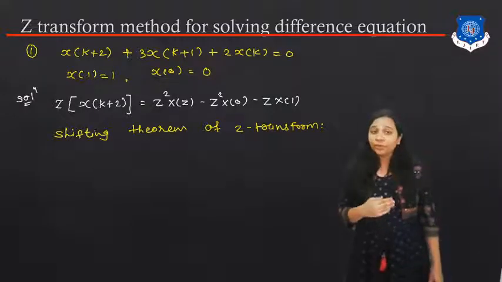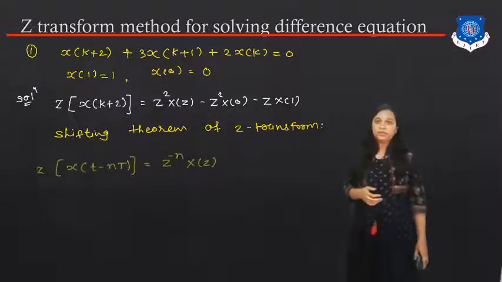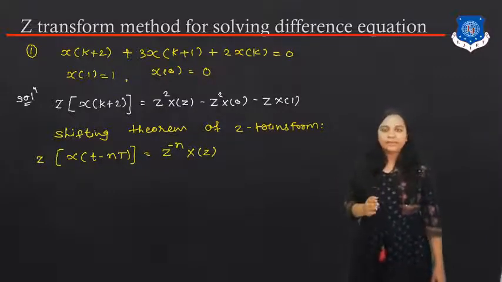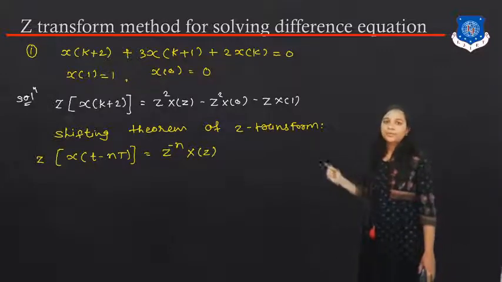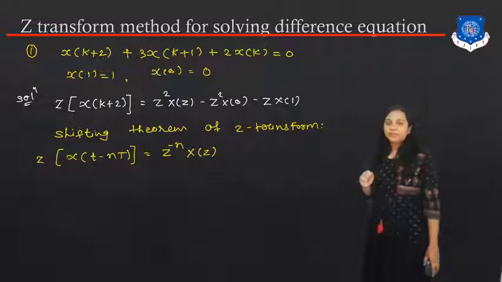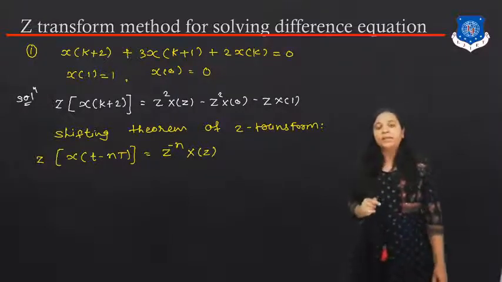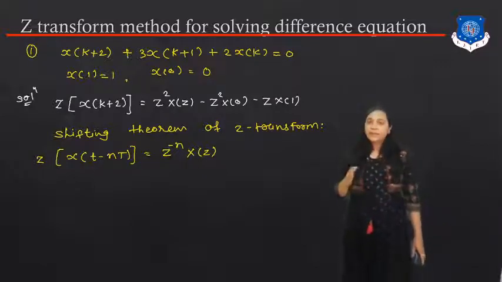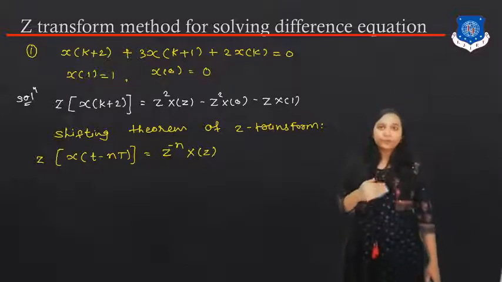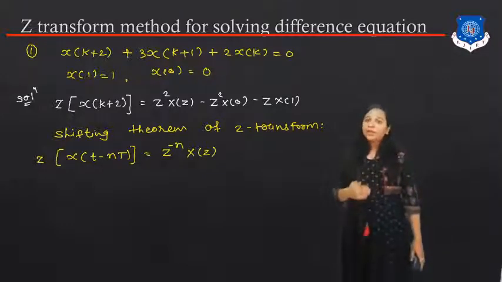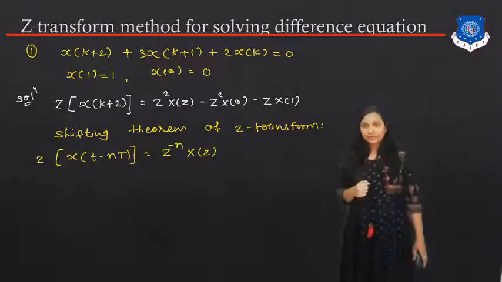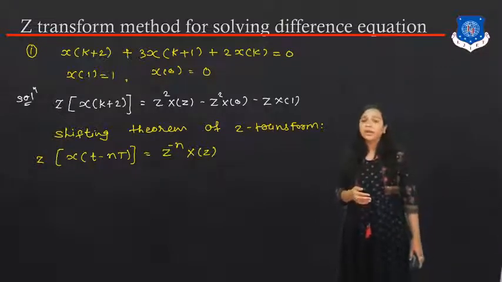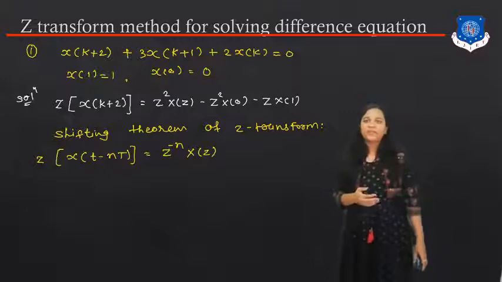So what is the shifting theorem of the Z transform? First of all, we know the shifting theorem equation. Here you can see that Z of x(t - nT) is equal to z raised to minus n times X(z). Here the small t indicates the continuous time signal, the capital T indicates the sampling period, and for different values of n we get different answers. Whenever we shift the sample, we get some type of equation.